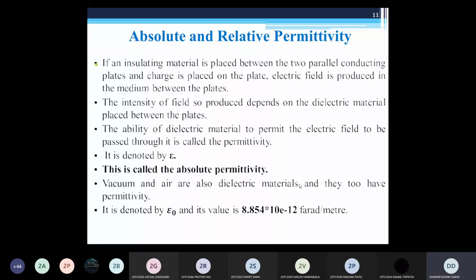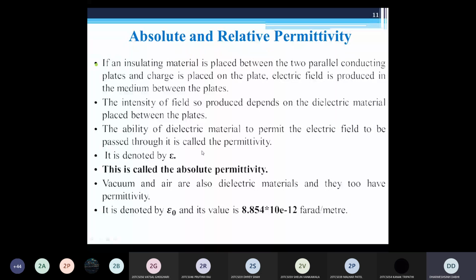So equation of E is what? That is same as your epsilon 0. Equation of E is epsilon 0 epsilon R. But for vacuum and air, epsilon R, relative permittivity, is 1. So permittivity is equal to what? Epsilon 0. And the value of epsilon 0 is 8.854 into 10 raised to minus 12, and its unit is Farad per meter.